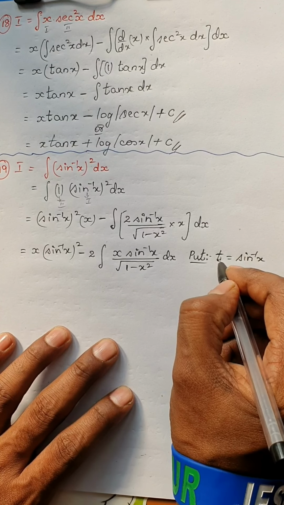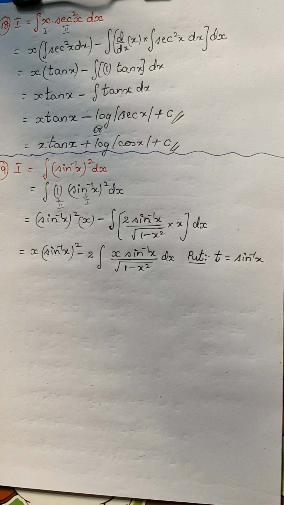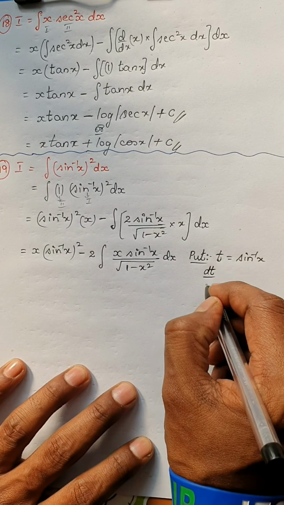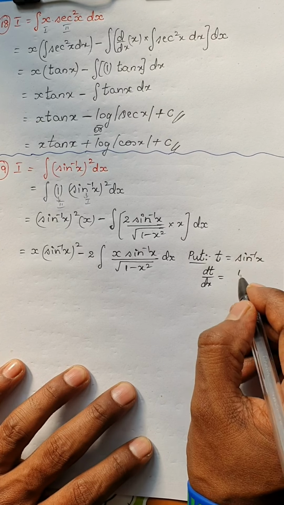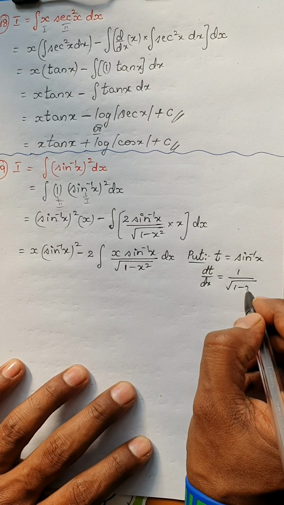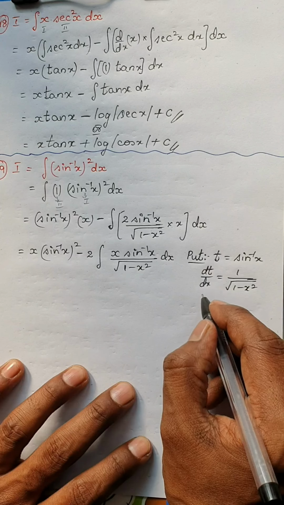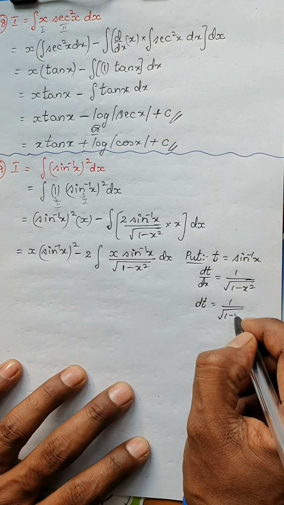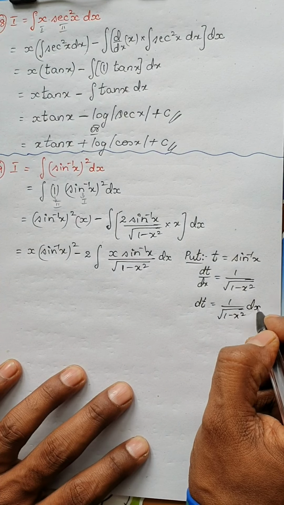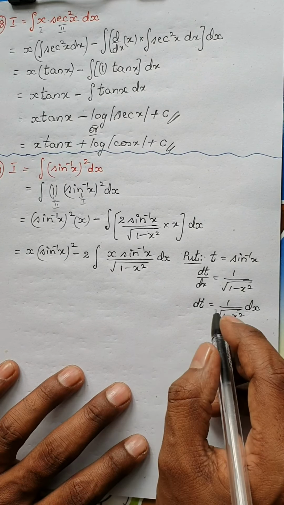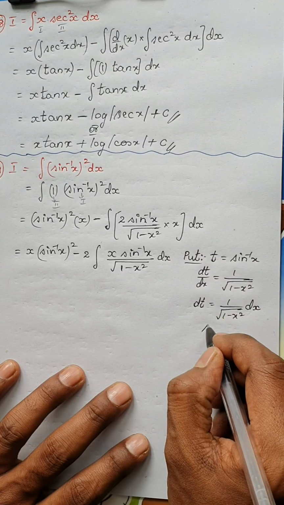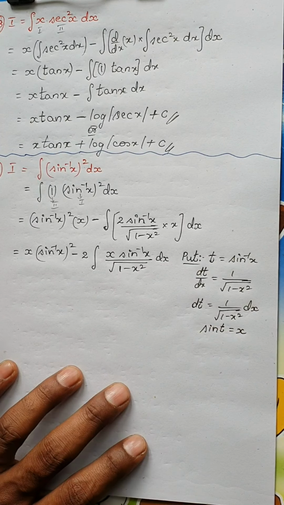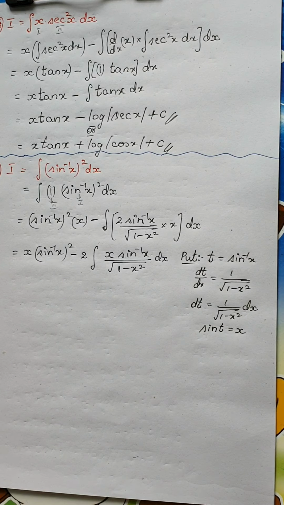This question is too much for 3 marks, but if they give it to you, you don't have any other option rather than doing it. So differentiate with respect to x: dt by dx would be the derivative of sine inverse x, which is 1 divided by root of 1 minus x square. Therefore dt would be 1 divided by root of 1 minus x square into dx. Finally, if t is equal to sine inverse x, if you apply sine on both sides, you will get sine t is nothing but x. Remember, this is the substitution part.